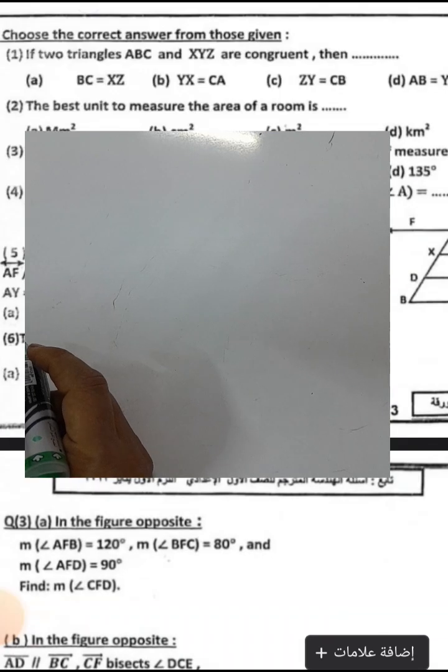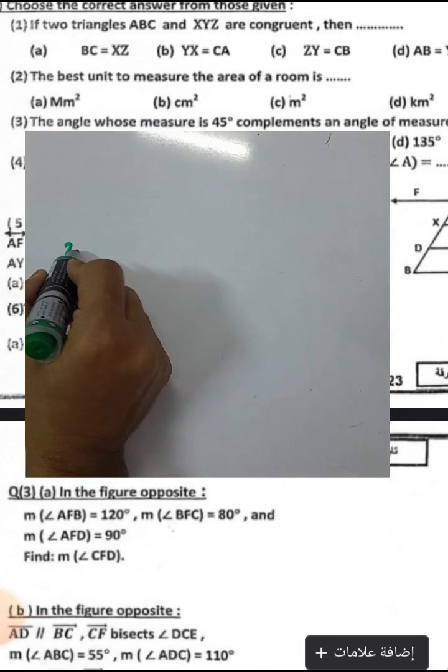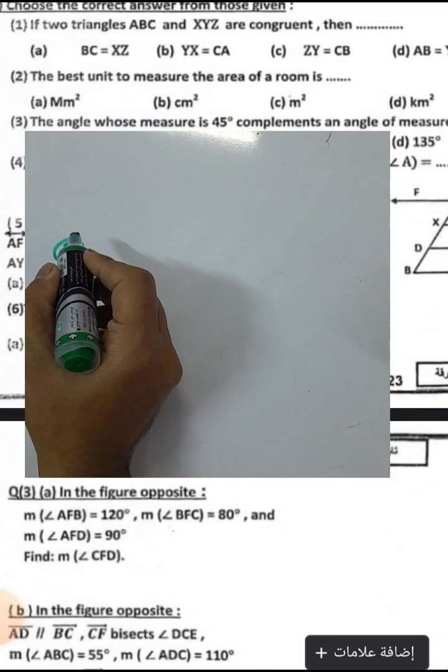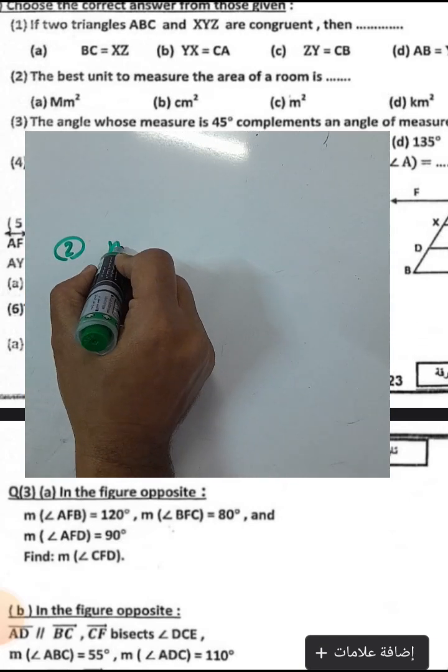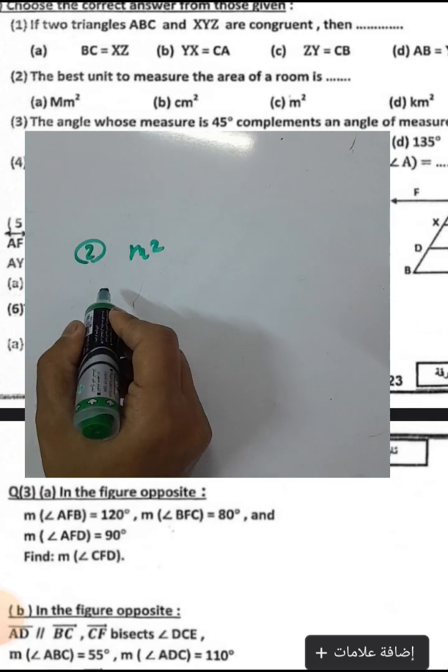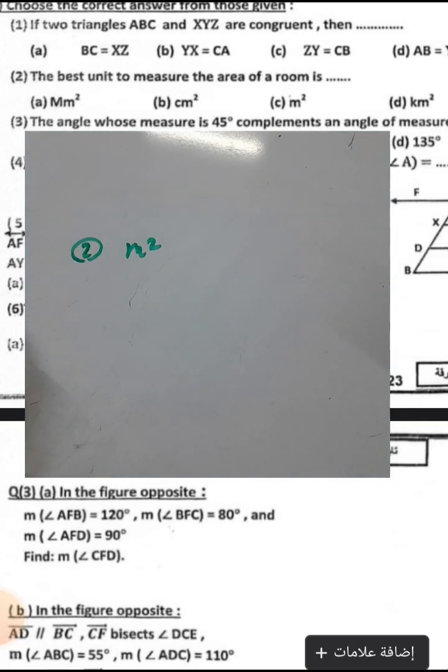Question number 2. The best unit to measure the area of a room, what will it be? Square meter. It's the best unit to measure the area of a room.